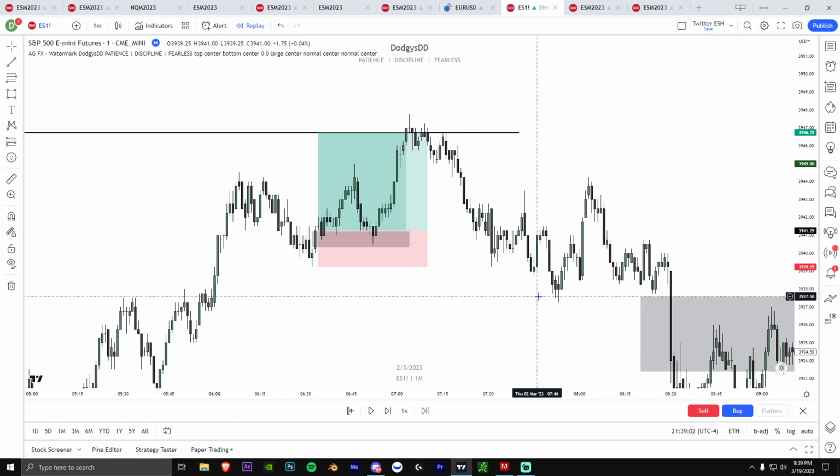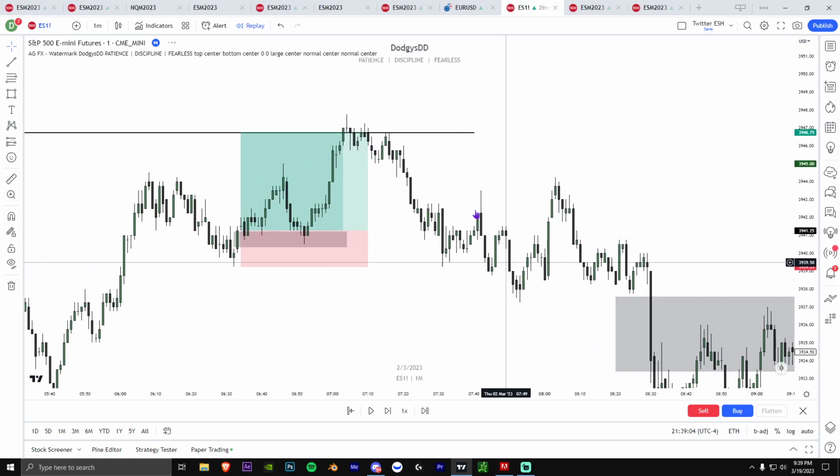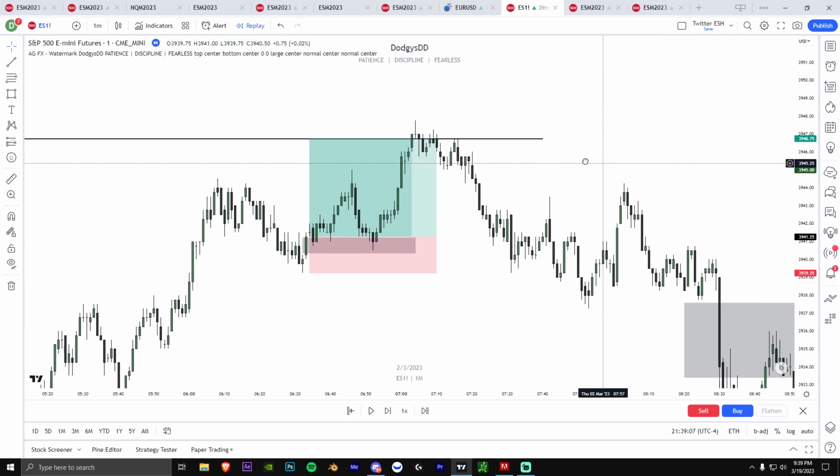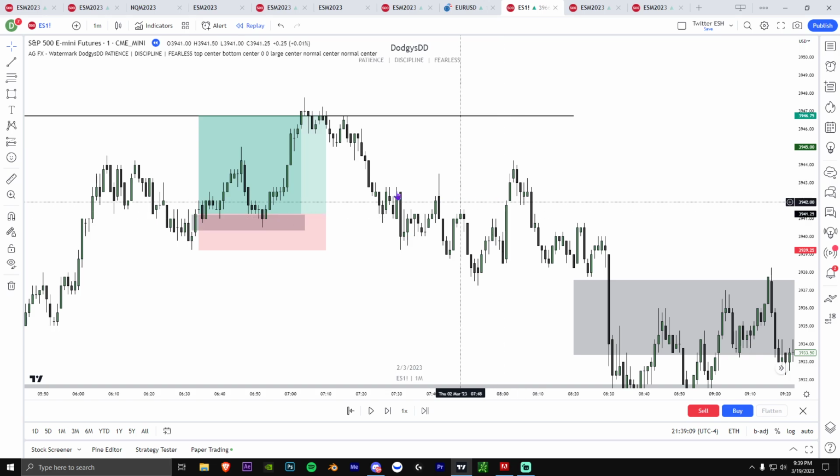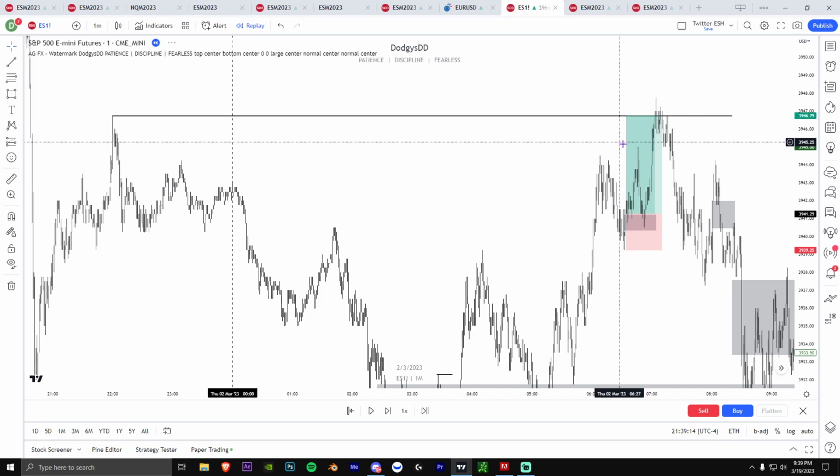So there's that. We hit buy side here. So again, you wouldn't long this fair value gap. Why? Because we hit buy side already, so it makes no sense.